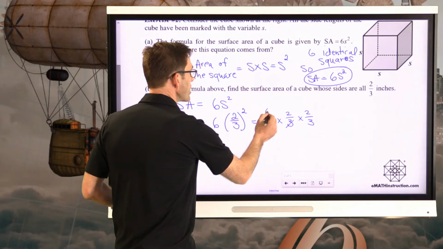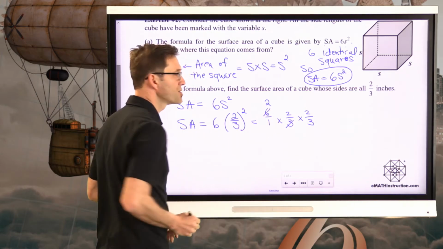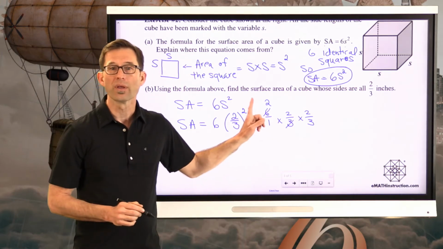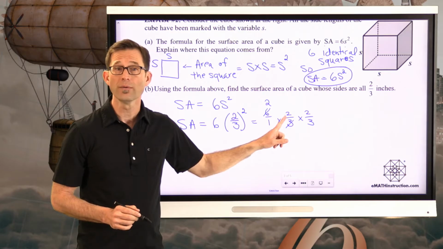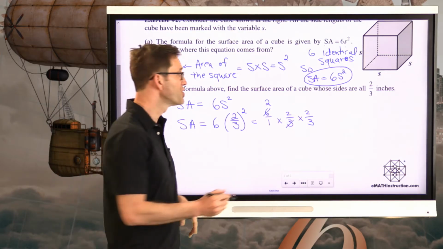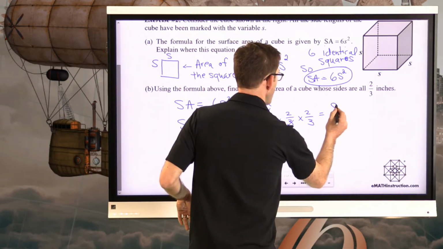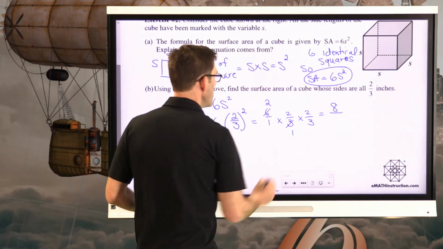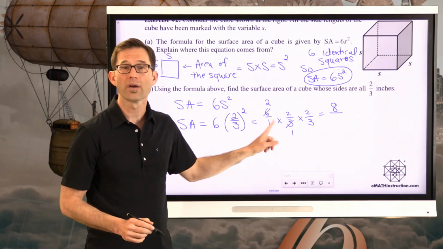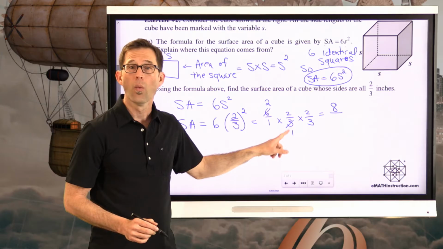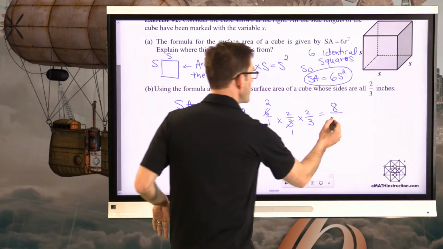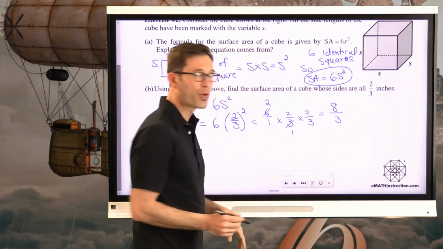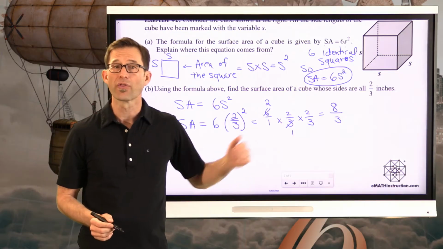We can say this 3 goes into this 6 2 times, right? Now we can do 2 times 2, which is 4, times another 2, which is 8. All right. Then in the denominator, we have 1 times 1, which is 1. 1 times 3 is 3. So in improper form, the answer is 8/3.